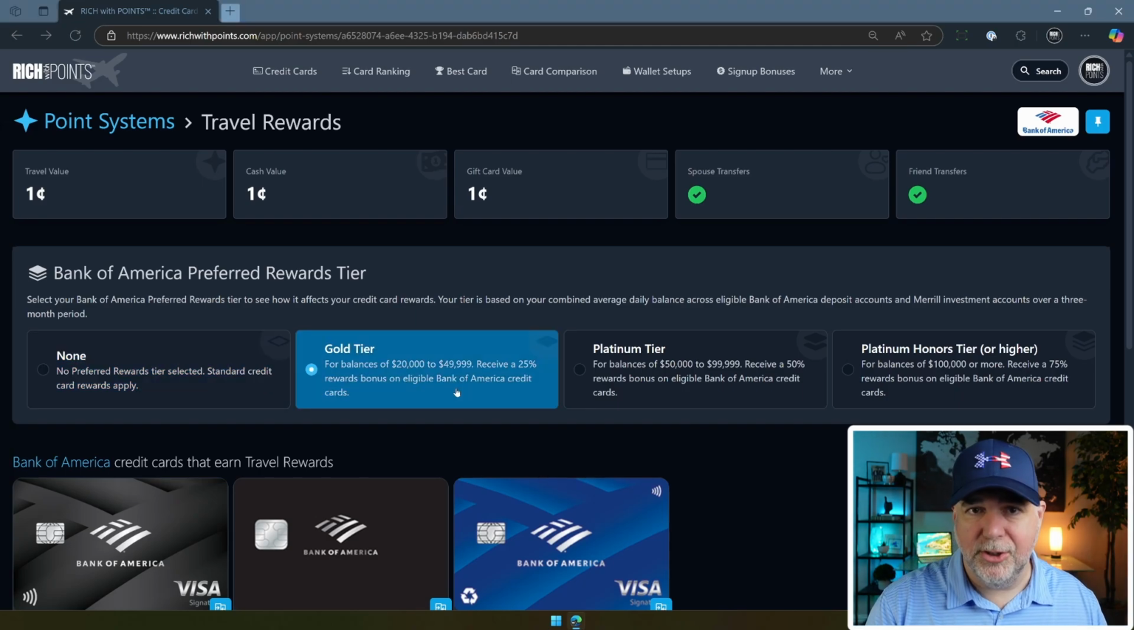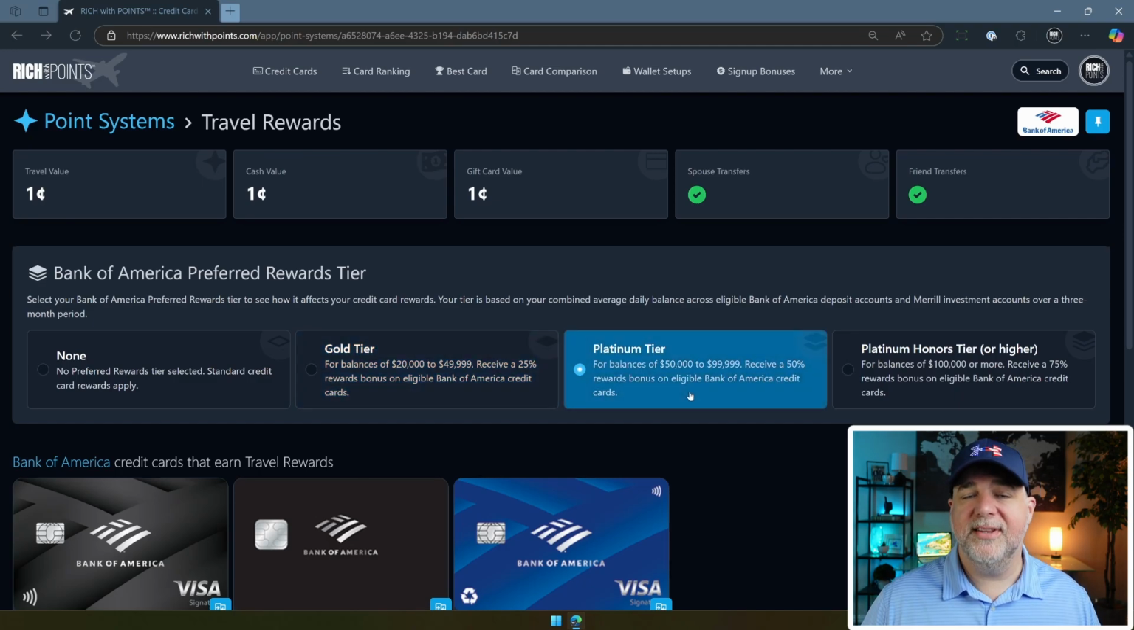So for the gold tier, you have to have a 20,000 to 50,000 account balance in some kind of a Bank of America account. So either a Merrill Lynch investment account or just a Bank of America savings or checking account. Then you get a 25% rewards bonus on all the point earnings of any of the cards that we just went over. And then for the platinum tier, you have to have 50,000 to 100,000 in one of those accounts that I mentioned. And then you get a 50% rewards bonus on all the cards that we went over for any of the point earnings.